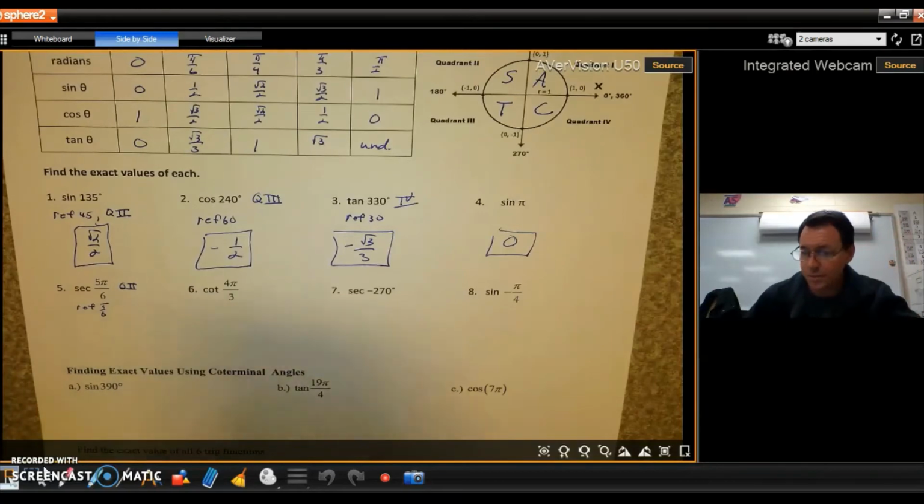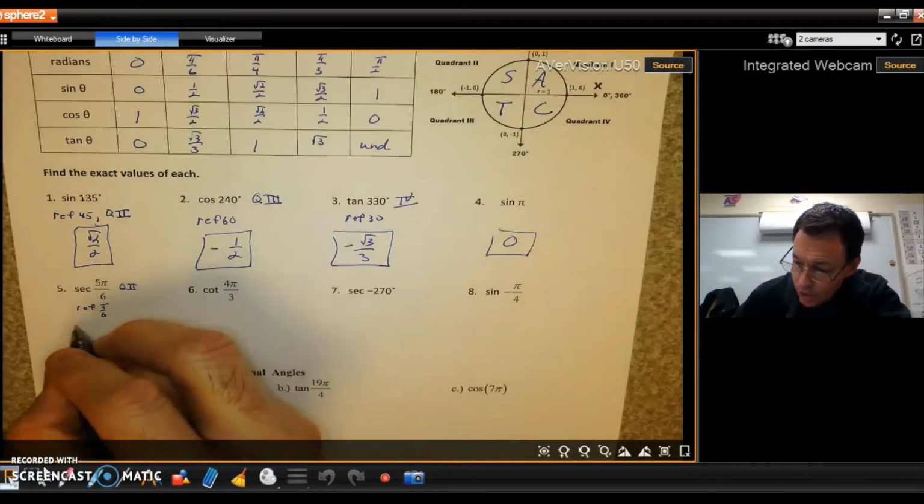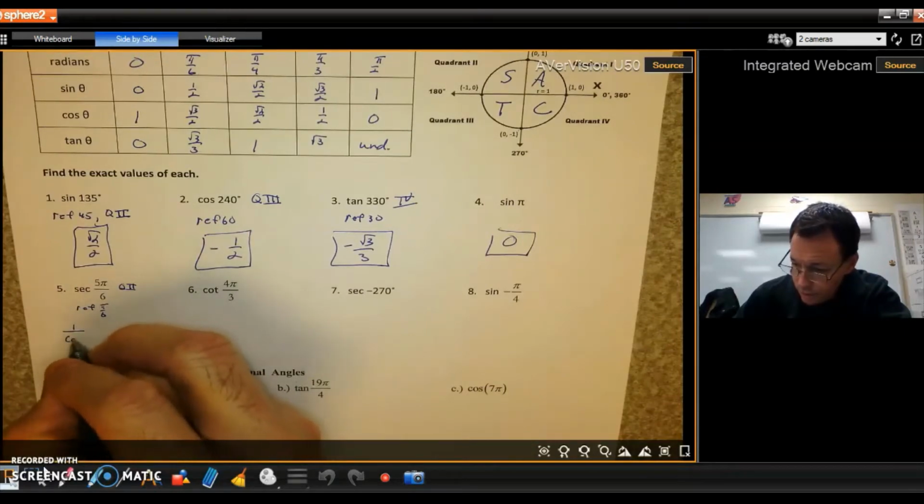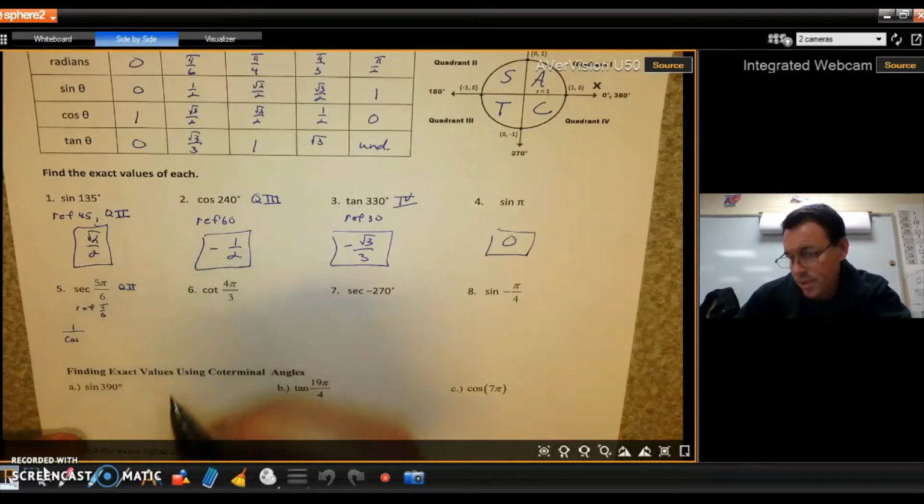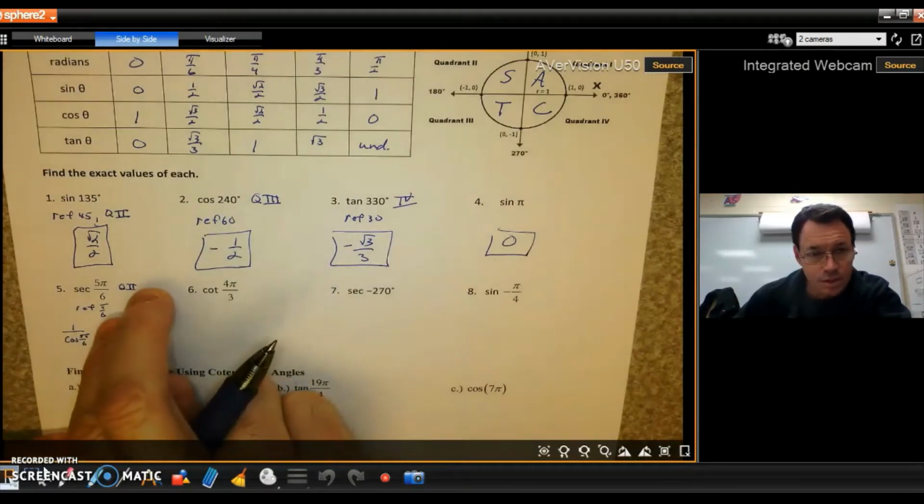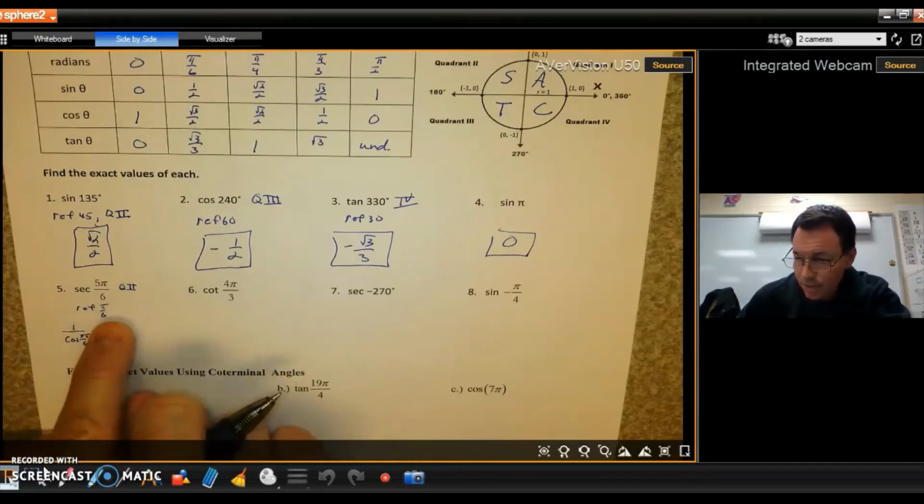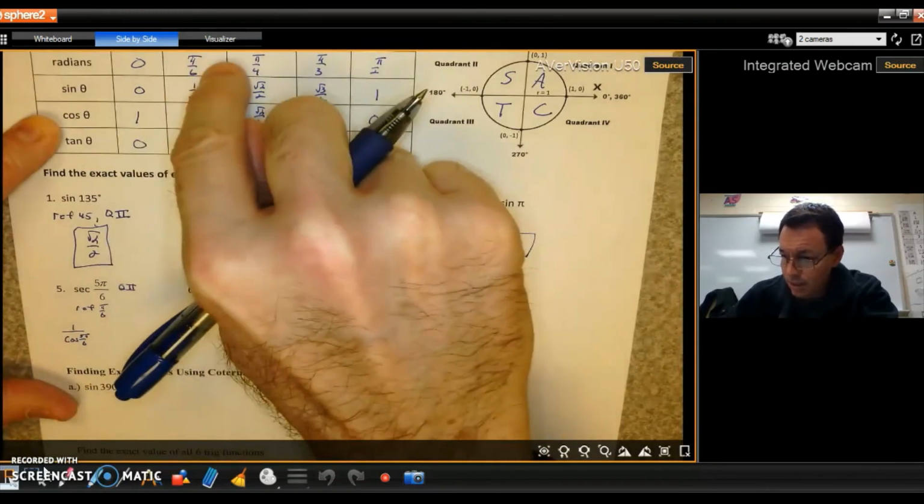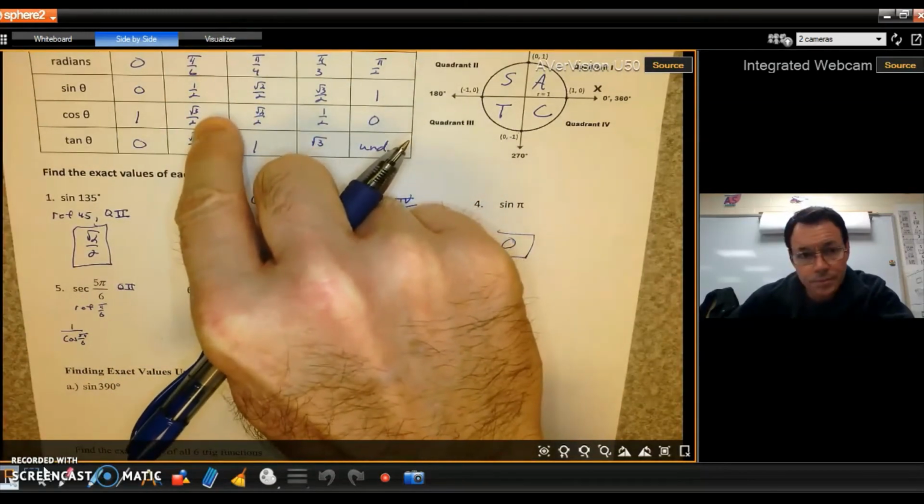So here's what I'm really going to do. I'm going to do the cosine. I'm going to do 1 over the cosine of 5 pi over 6. But I'm going to use this information right here. So the reference angle is pi over 6, so I'm going to find the cosine of pi over 6. Cosine pi over 6 is radical 3 over 2.